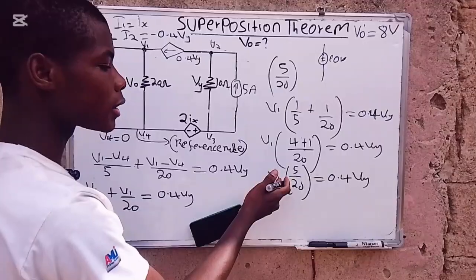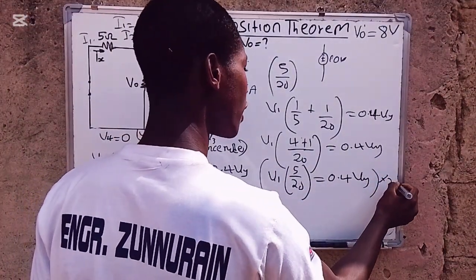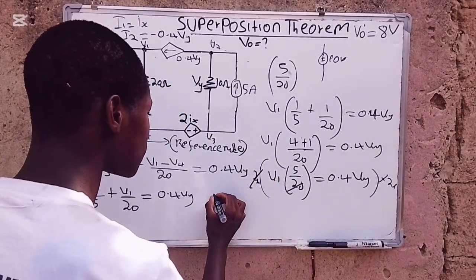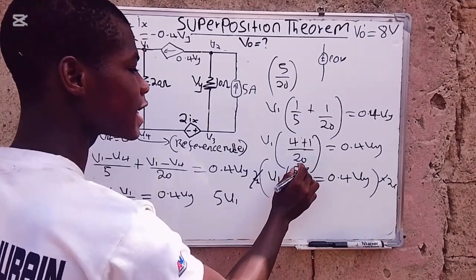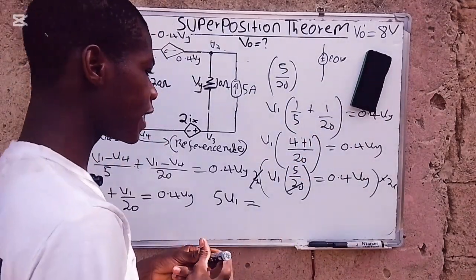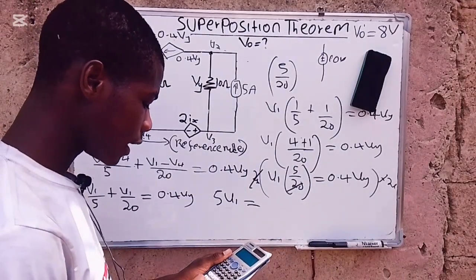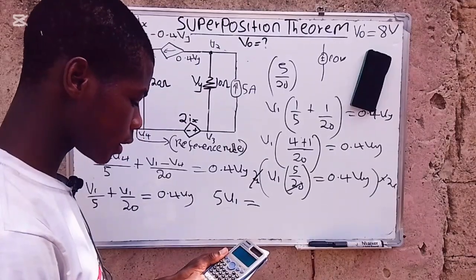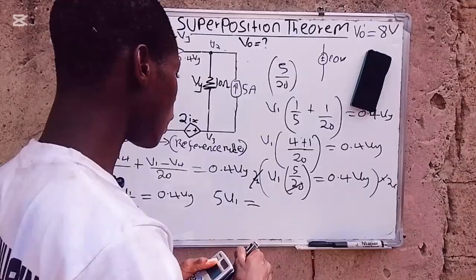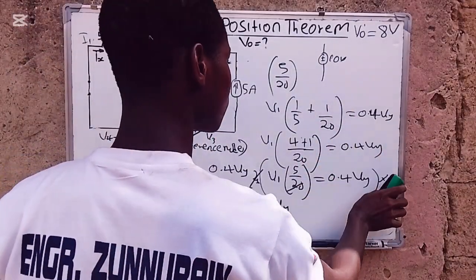So I'm looking for V1. Let me multiply both sides by 20. 20 will go with 20. So at the end, I will have 5 V1. This should now equal, if I say 20 multiplied by 0.4, what should I get? This should now give me 8. So therefore, I will end with 8 Vy. So let me clean this.